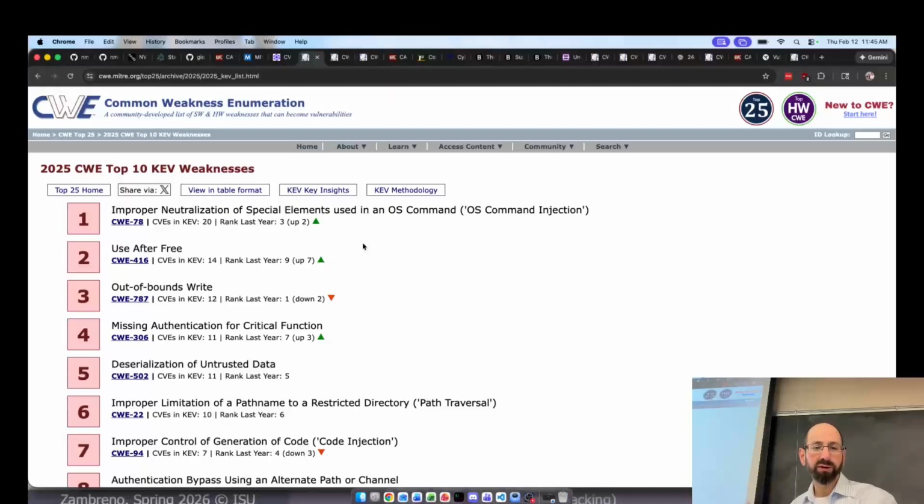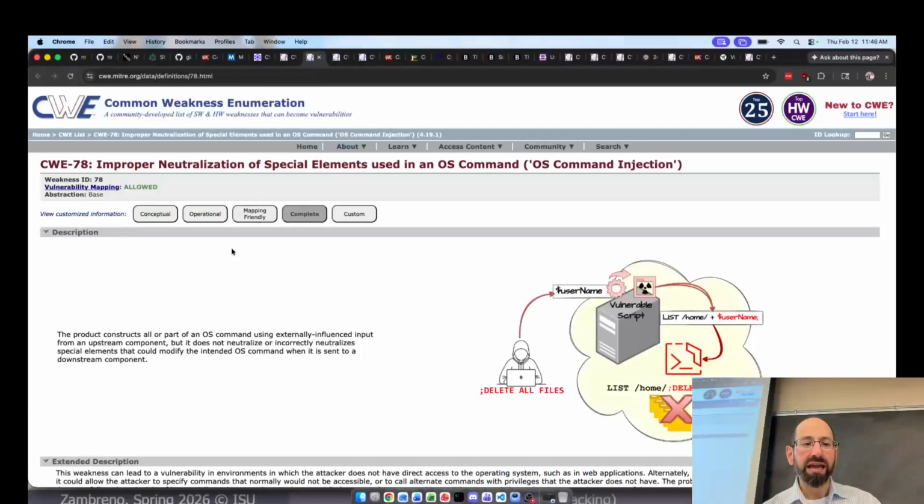Last year, 2024, it was number 3. Before that it was even lower on the list, and now it's moving up to the number one weakness corresponding to these vulnerabilities. That's improper neutralization of special elements used in an OS command. The numbering does kind of imply at what point it was put in the database, so it is an old vulnerability in that sense. It's not a newfangled technology or a new thing that didn't exist 10 years ago.